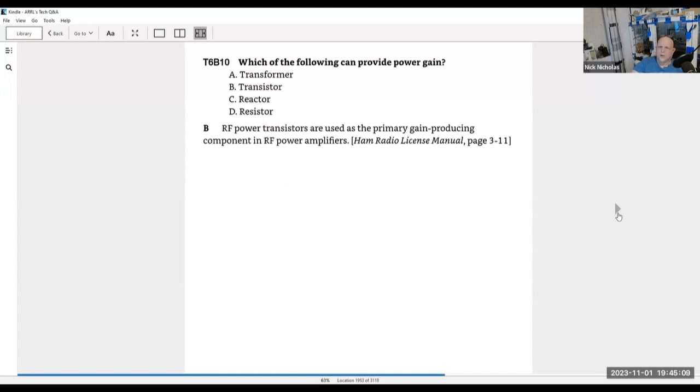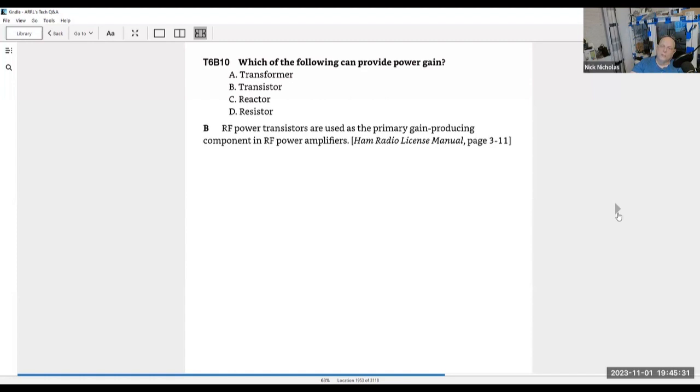Which of the following can provide power gain? Well, with transformers, the power remains the same. The voltage or the current can be changed, but when the voltage goes up, the current goes down. So the net effect is proportionate. The net effect is that the power is always identical.